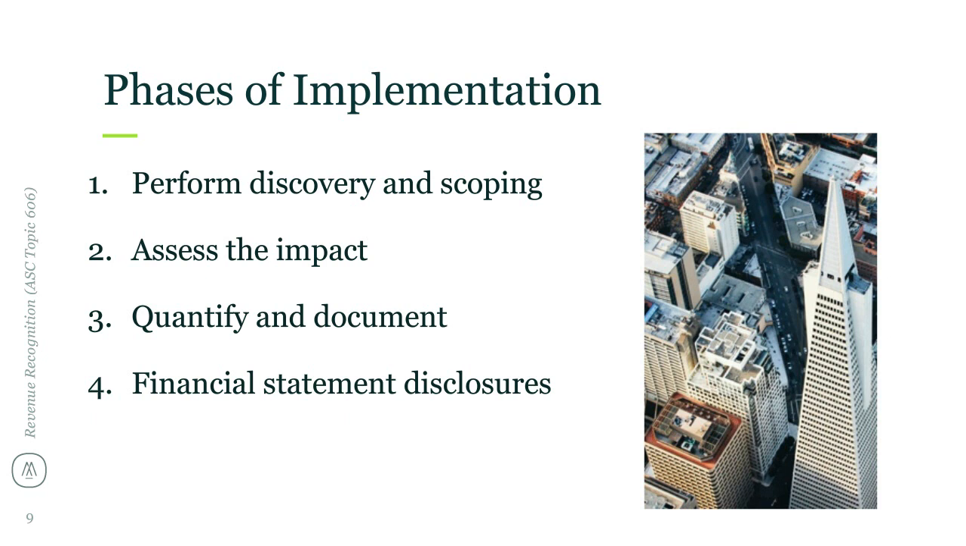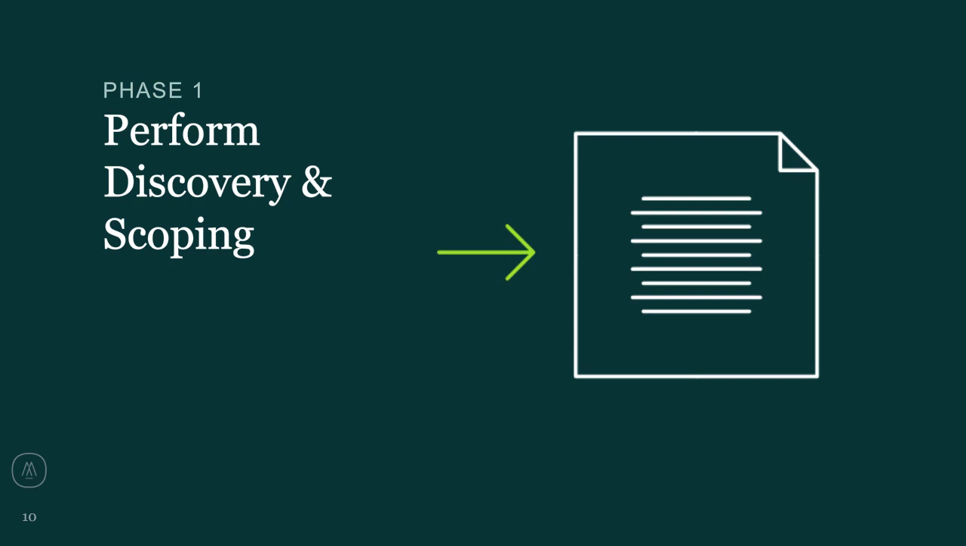During this webinar, we are primarily going to focus on phase 1 and 2, which we will expand on in just a minute. So the first phase, perform discovery and scoping. This is going to involve taking an inventory of all of your various contract types and determining which revenue streams you're going to perform a technical assessment on.